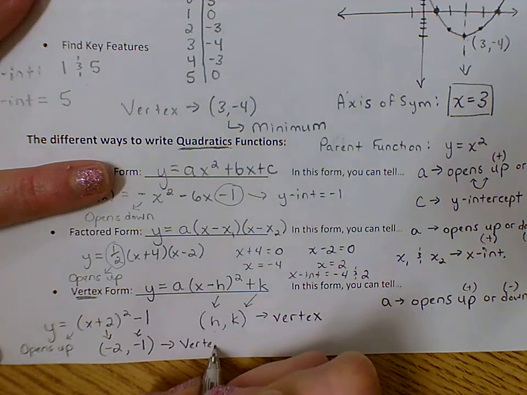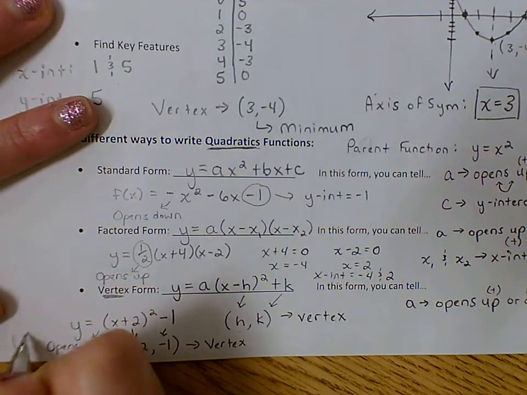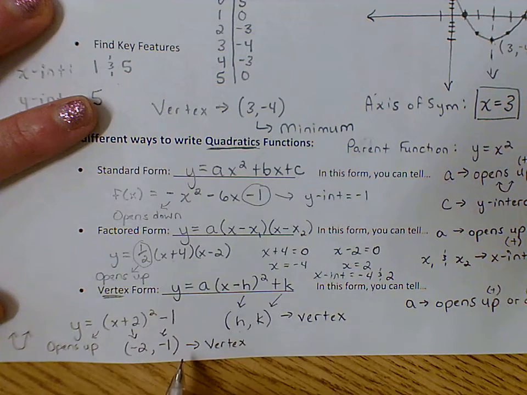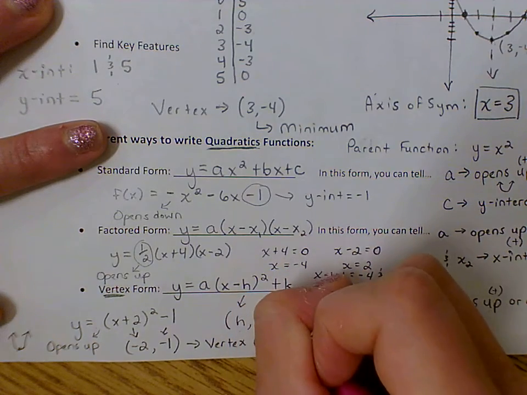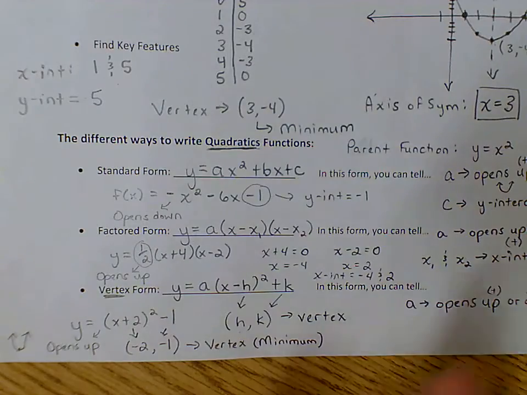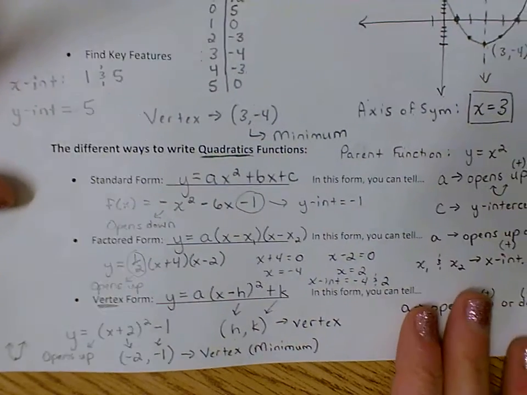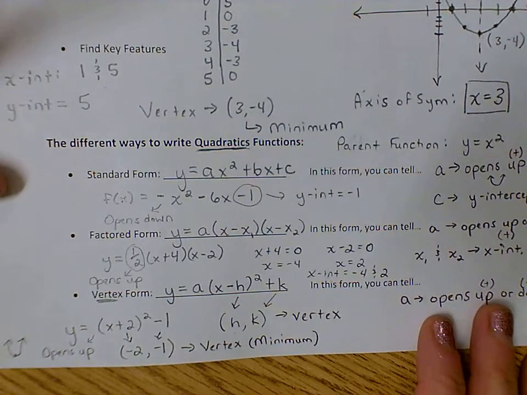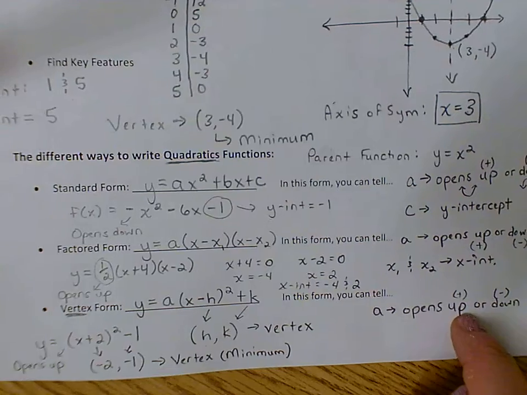And you could actually look even a little further. If it opens up, that means it looks like that. You could tell me that that would be the bottom point of that parabola. So since it's a bottom point, it would be called a minimum. Okay, so you could even tell me that from just that equation. Okay, so those are the different ways that you could write a quadratic function, and those are the different things that you could tell depending on which form it's in.